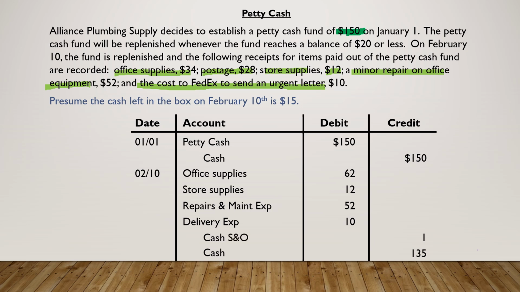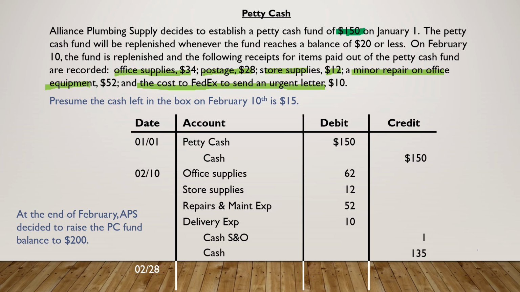Also absent from this problem, but worth including, imagine that at the end of February, Alliance Plumbing decided to raise the petty cash fund's balance to $200. This entry will consist of a debit to petty cash and a credit to cash of $50. Only the transactions to establish or change the fund balance will debit or credit petty cash.